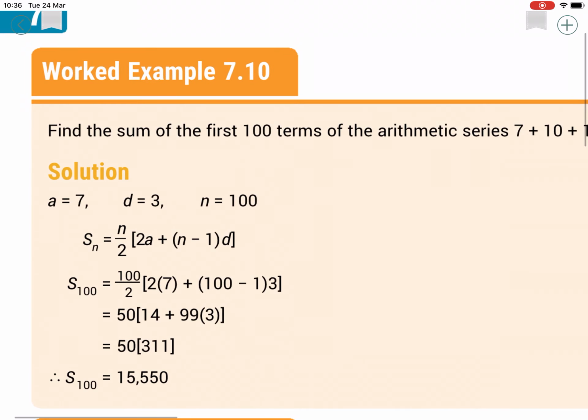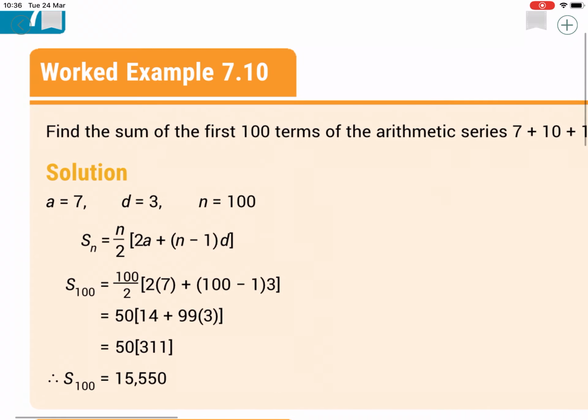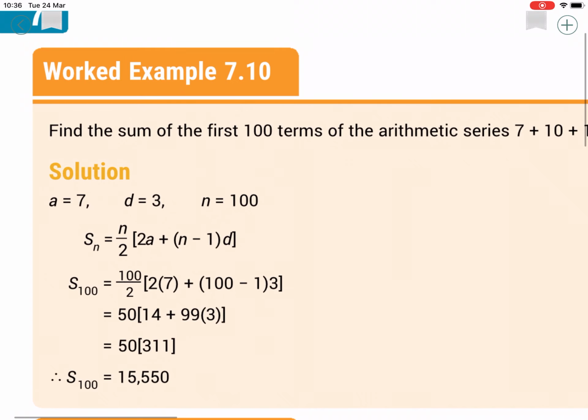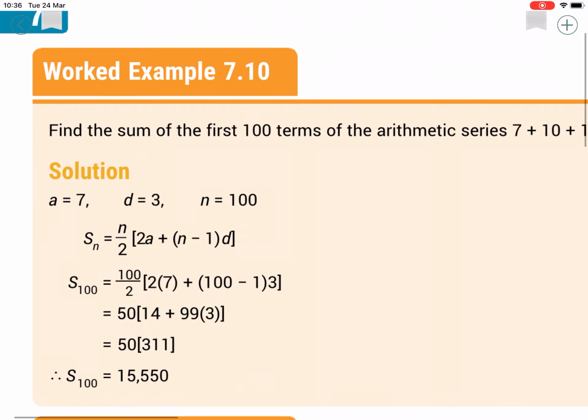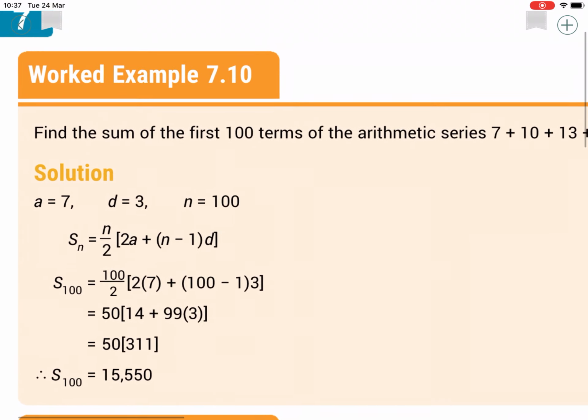Okay, so look, it's over 2, so most of the time you'll be able to just divide it by 2 and you'll have a regular number on the outside. And you can see there, we pop it all in, work out bit by bit, and then finally we end up with our answer. The sum of the first 100 terms in this sequence is 15,550.